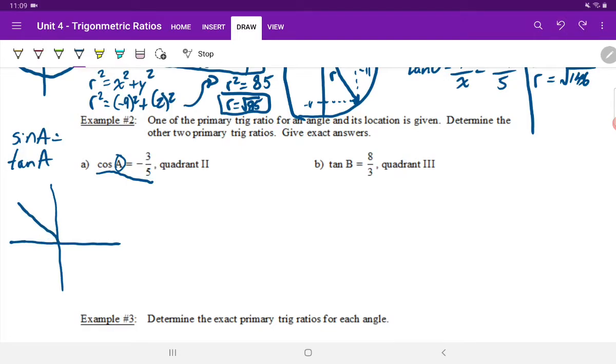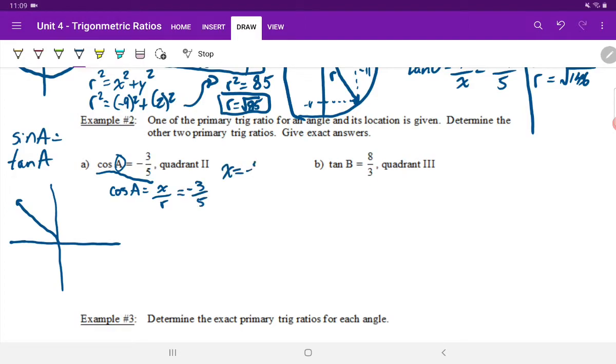Try to draw a better straight line. It's here in quadrant 2. So let's look here. What have they given me? They have given me that cos of A is equal to x over r, and it's equal to -3/5.